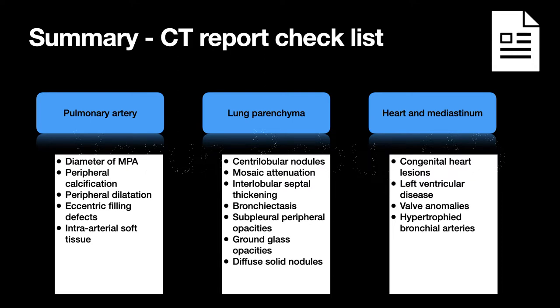Lung parenchyma, look for central lobular nodules, ground glass opacities, diffuse solid nodules, mosaic attenuation, interlobular septal thickening, bronchiectasis. In the heart, look for left heart disease, congenital heart disease, valve anomalies, and in the mediastinum, watch out for the bronchial arteries and their diameter.